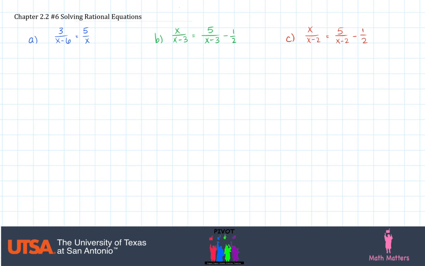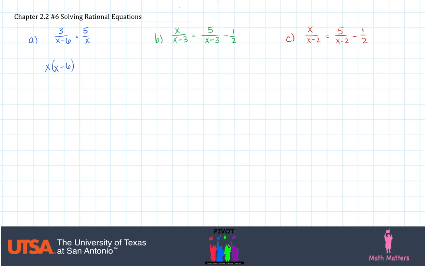Chapter 2.2, example number 6, covers solving rational equations with a binomial in the denominator. So for part A, we have 3 over x minus 6 equals 5 over x. And we can solve this two ways. One way would be to find the least common denominator, which would be the product x minus 6 times x.